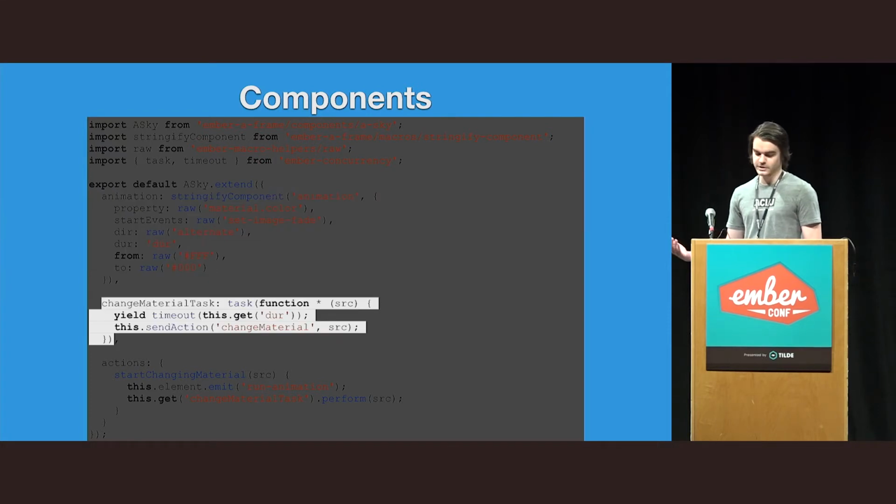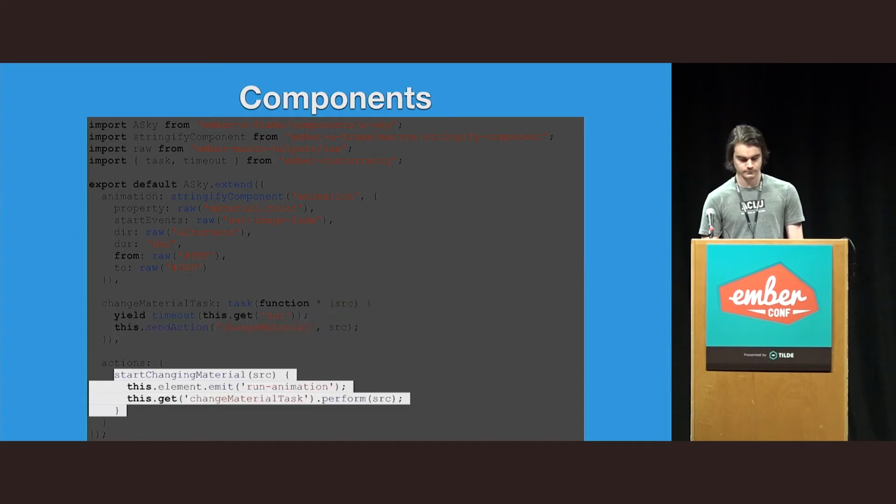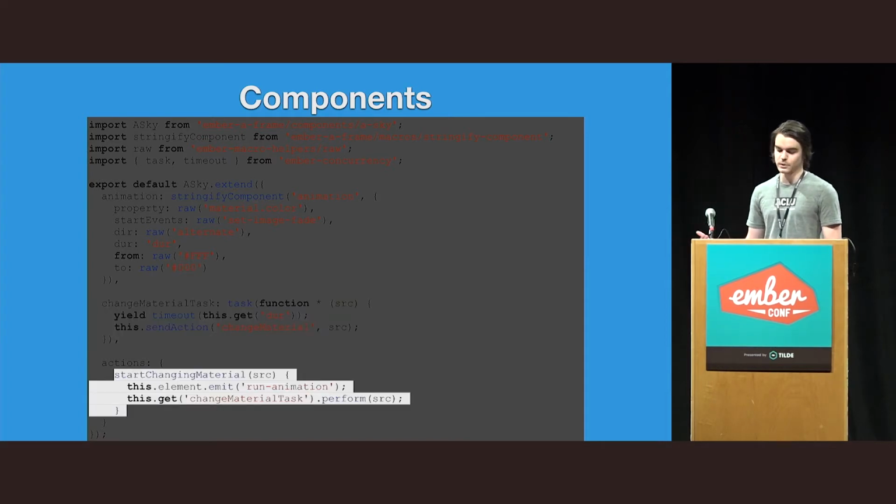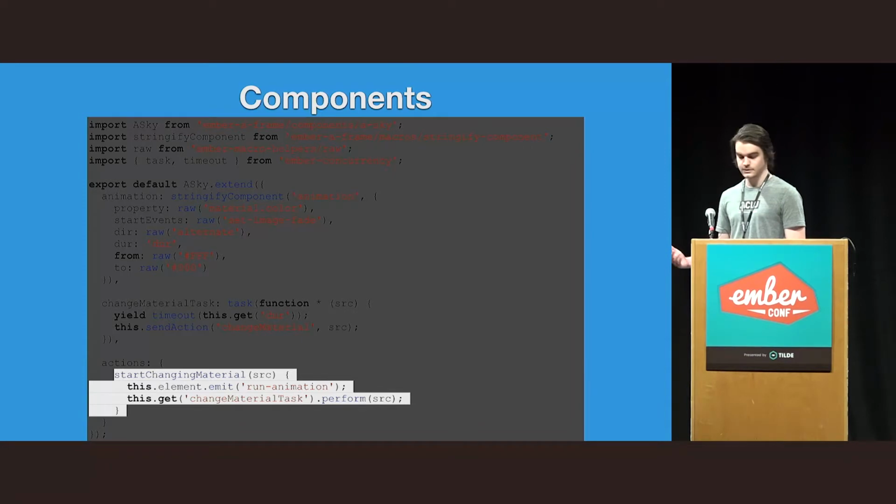This is an Ember Concurrency task that swaps out the material in the middle of an animation. And this last bit fires both the animation and the Ember Concurrency task. It's just a sample of what you can do with custom extended components in VR.